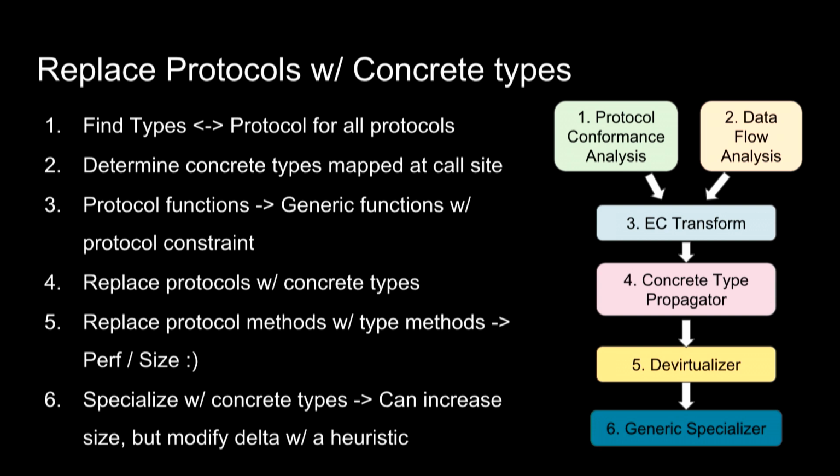Next, the generic function with the protocol constraint from step 3 is now specialized with a concrete type. This phase is known as generic specialization, and this can lead to a size increase, but there's a heuristic which can be modified to limit the size increase.